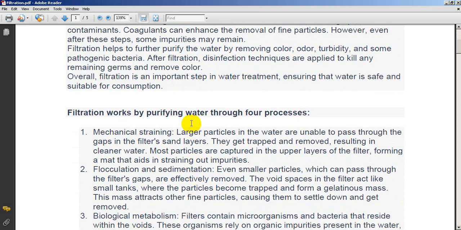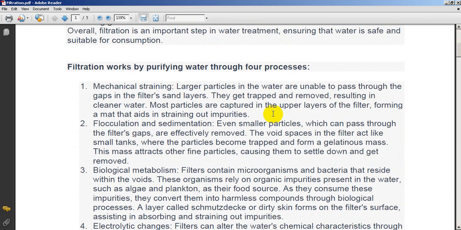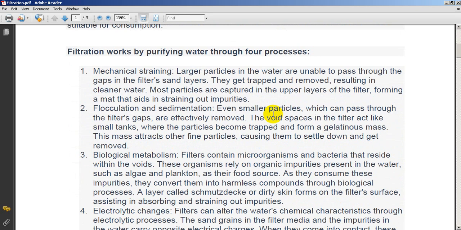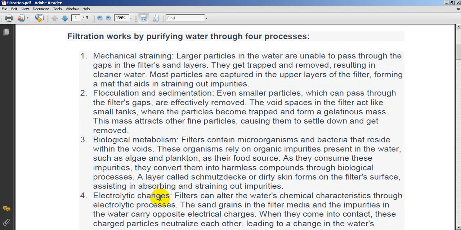Filtration works by purifying water through four processes. 1. Mechanical straining. 2. Flocculation and sedimentation. 3. Biological metabolism. 4. Electrolytic changes.